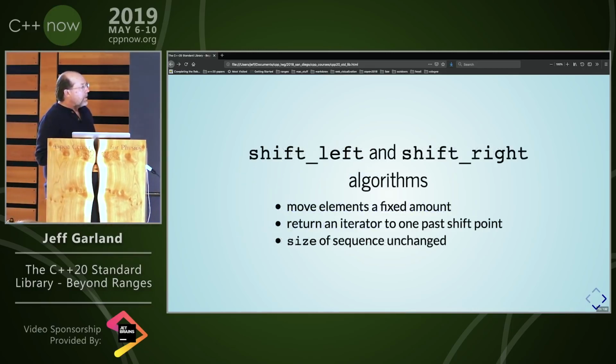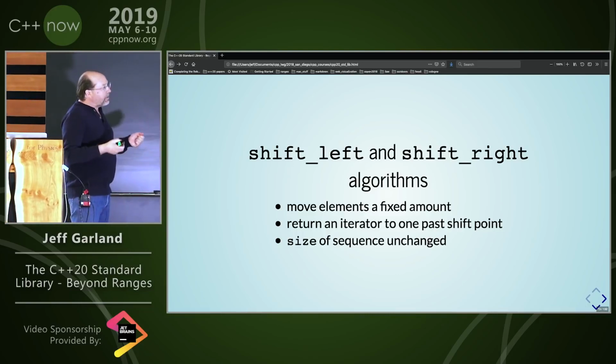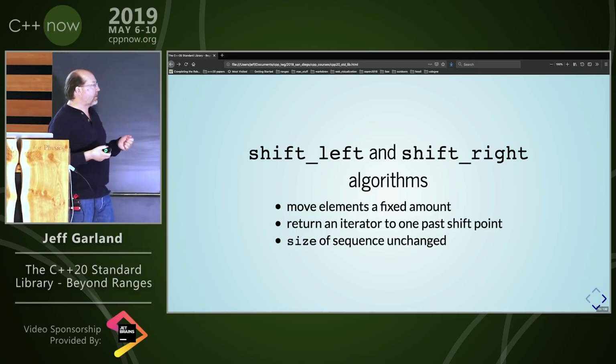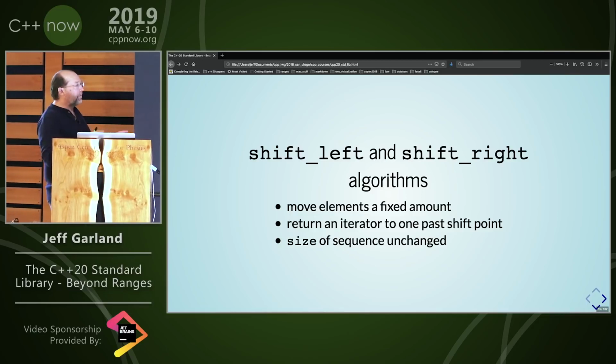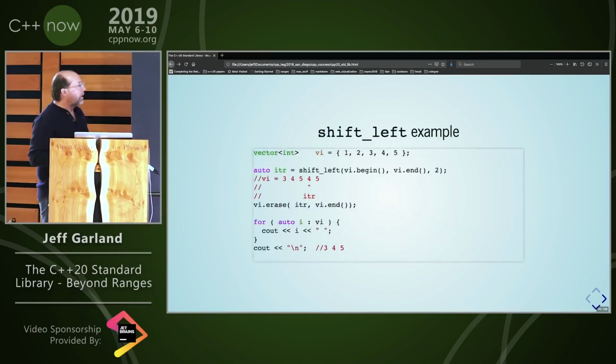Okay, a couple more quick ones. Shift left and shift right. So these are standard algorithms. These aren't range algorithms, but there will be range versions of them. They're standard algorithms that just got added. They just move the number of elements left or right in the sequence, and they return an iterator to the shift point. I'll show you that in a second.